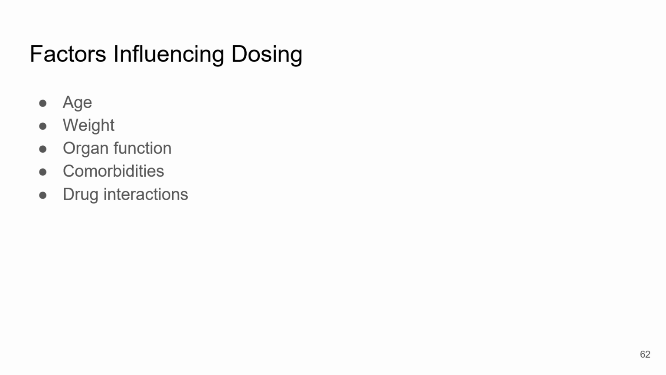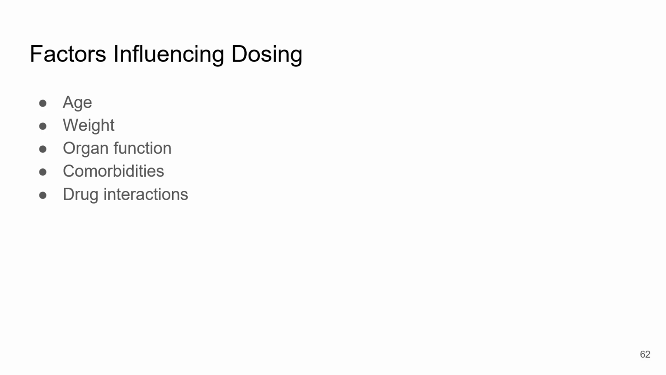Weight, again, especially important for drugs dosed per kilogram. So those narrow therapeutic margins. Organ function, particularly kidney and liver function. These have the major impact on drug clearance. Impaired function will often mean that the drugs will stay longer in the body.